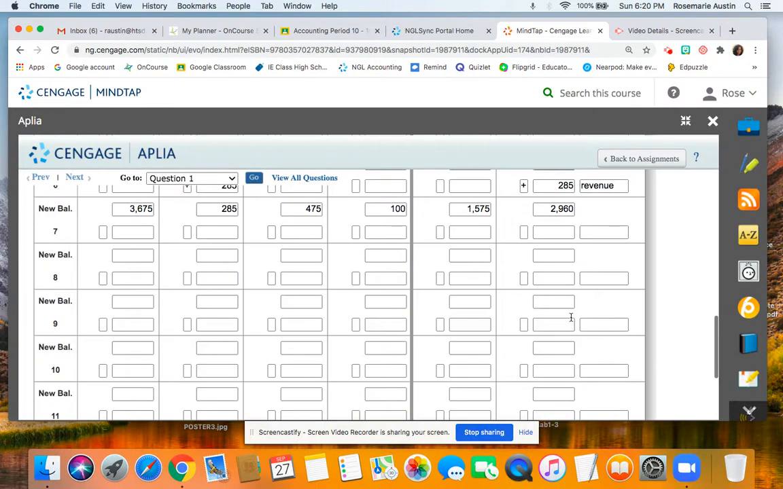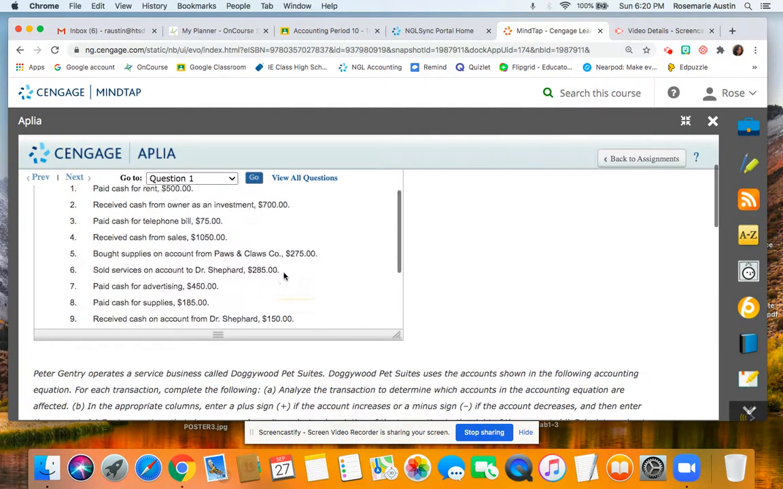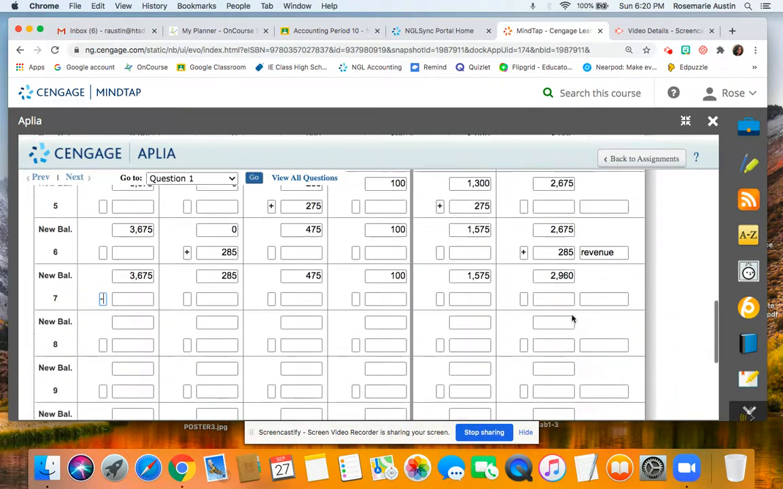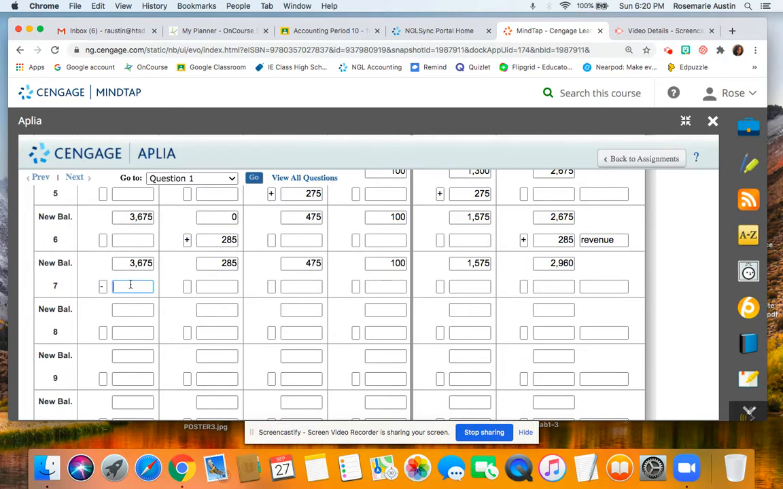450. So for number 7, we're going to do a minus, oh my goodness, what did I say already? 450, minus 450 under cash, minus 450, and under owner's equity, minus 450, and that is, oops, that's an expense.